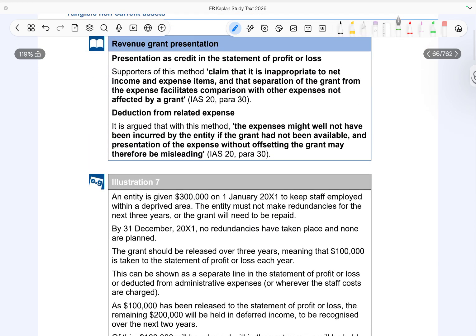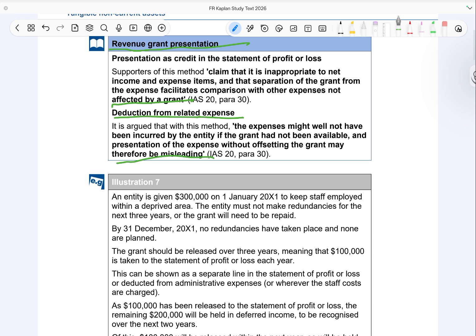Okay. Revenue grant presentation as credit in the statement of profit or loss. Supporters of this method claim that it is inappropriate to net income and expense items, and that separation of the grant from the expense facilitates comparison with other expenses not affected by a grant, as with deduction from a related expense. It is argued that with this method, the expense might well not have been incurred by the entity if the grant had not been available, and presentation of the expense without offsetting the grant may therefore be misleading.